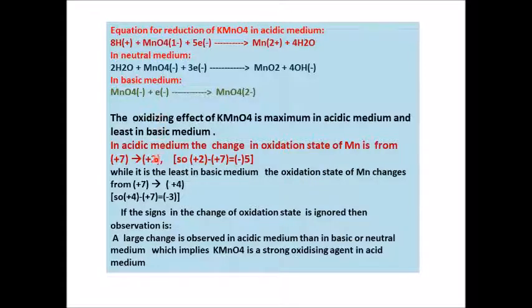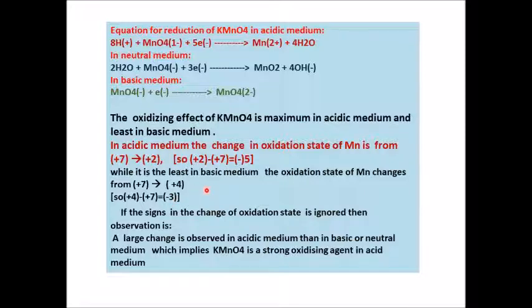So, you see in acidic medium, the change in oxidation state of Mn is from +7 to +2, and it is getting reduced. So, it has accepted 5 electrons. It is minus 5 here. We can see in case of basic medium, it is from KMnO4, so we are having +7 to +4. So, the change is minus 3. And in case of neutral medium also, we can see it is again from +7 to +4.